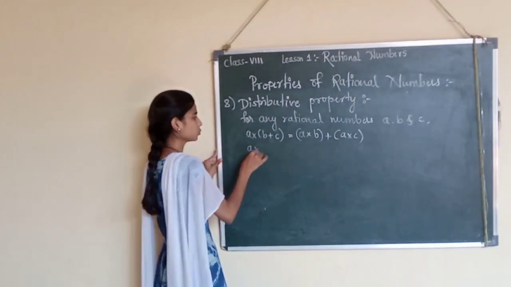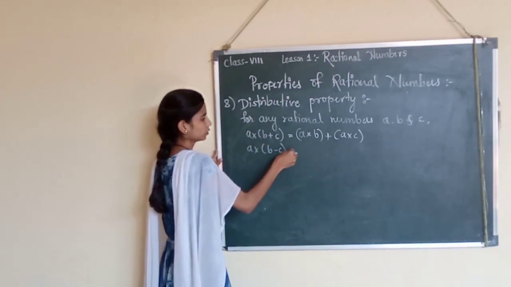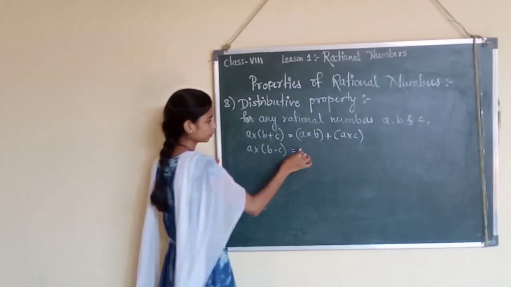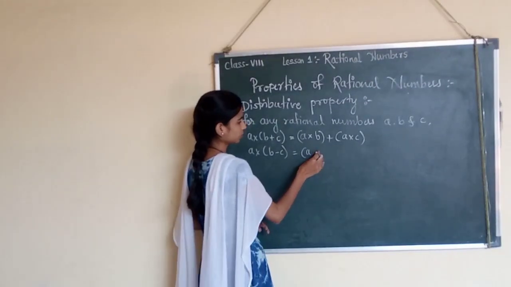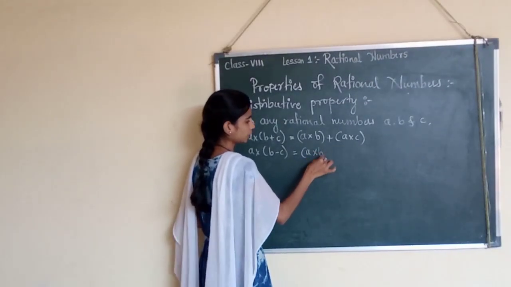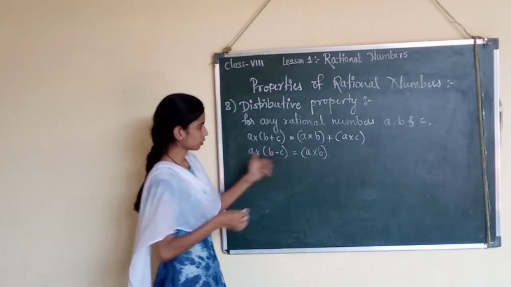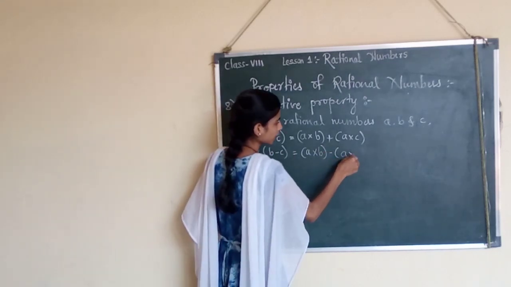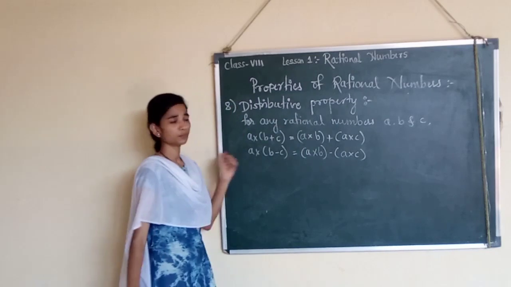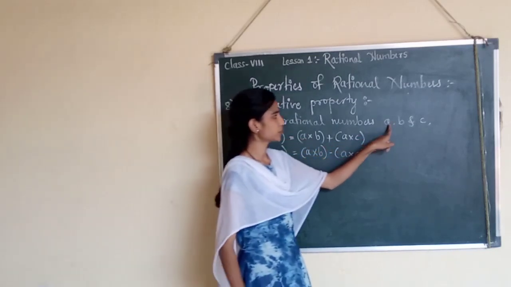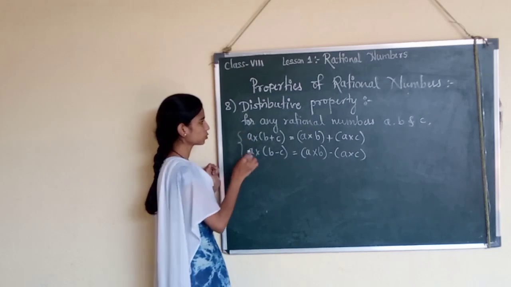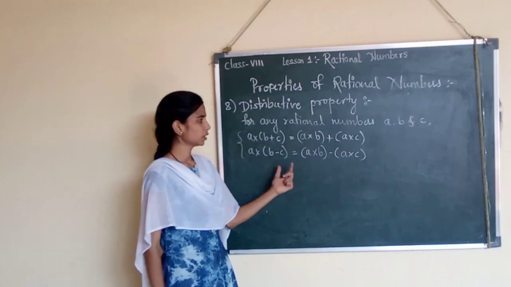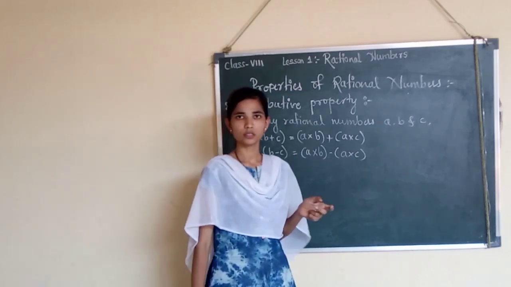When it comes to subtraction, it will be a into b minus c is equal to a into b minus a into c. By substituting any three rational numbers a, b and c, we can use these two distributive properties to solve the problems.